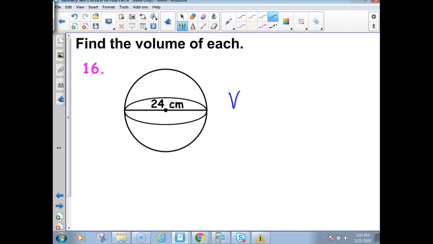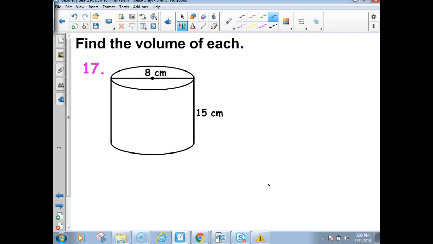16, you use a formula off your sheet. This is a diameter of 24, so the radius would be 12, and that's what's in the formula. It's 4 pi times the radius, which is 12. Got to cube it and then divide by 3. You guys can type this in the calculator. Does anybody need a reminder of how to do the third power? All right. You can push the buttons. I'm going to move on.